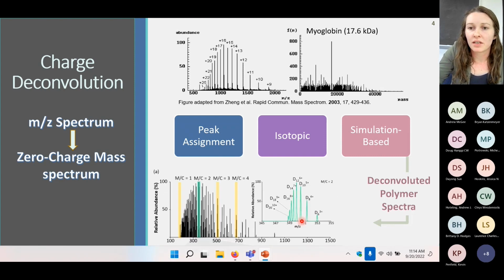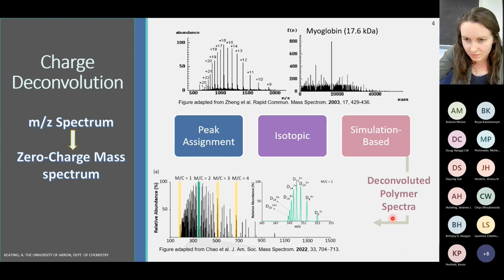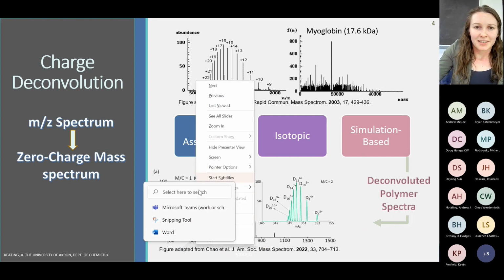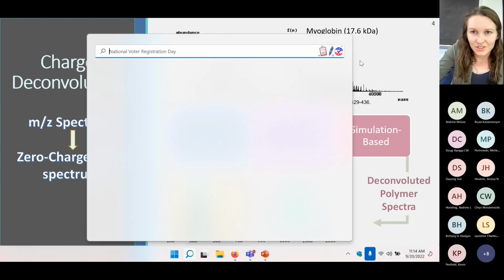And then more recently, a paper came out showing this. Sorry, let me hide this. There we go. Oops, sorry, guys. It's just stuck on here.